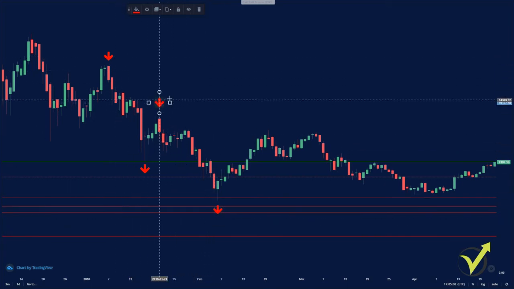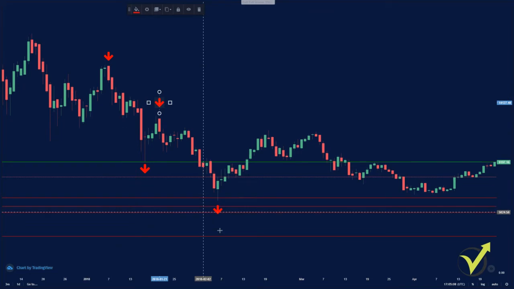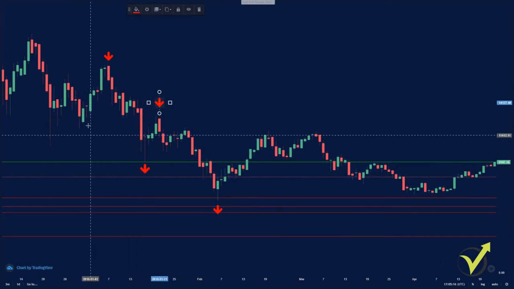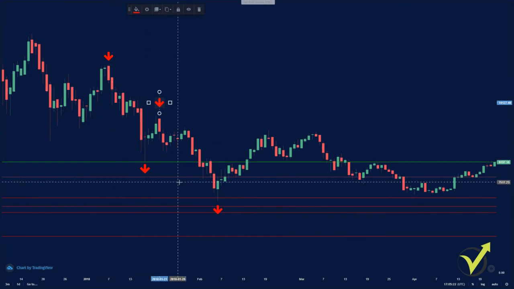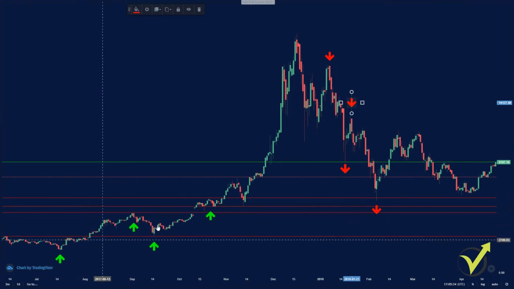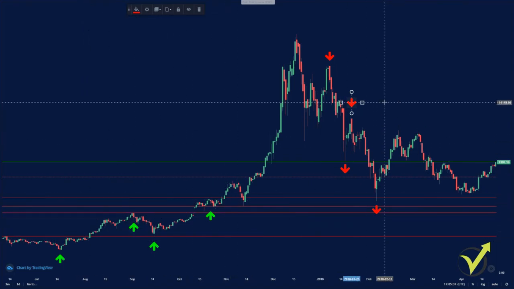Okay, we have a lower high than this one, and we have a lower low than this one. Also, this low is lower than this one. So this is like really a good example of having a downtrend. And right here is a good example of having the uptrend.